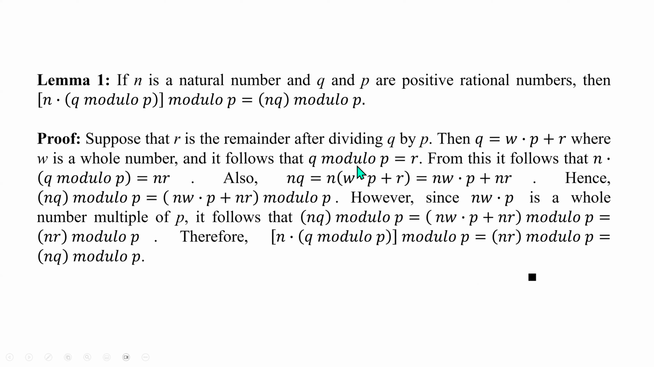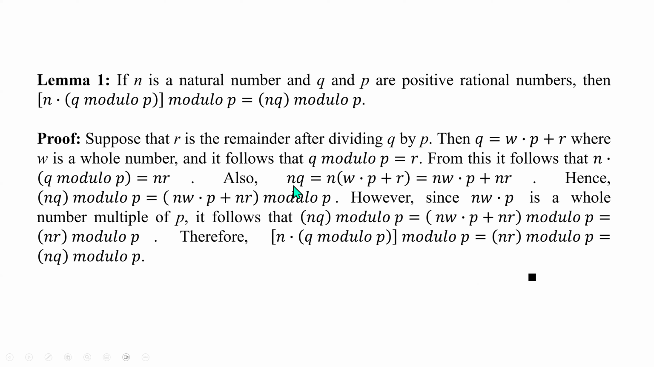And it follows that q modulo p is just equal to r. That's because when you reduce q modulo p, this part here, which is just a whole number multiple of p, is going to have remainder 0 when you divide it by p. And the only thing you're going to be left with in terms of a remainder is going to be r. Okay, so from this it follows that q modulo p equals r. From that it follows that n times q modulo p is equal to just n times r, because q modulo p is equal to r.